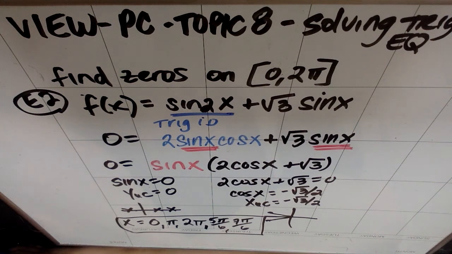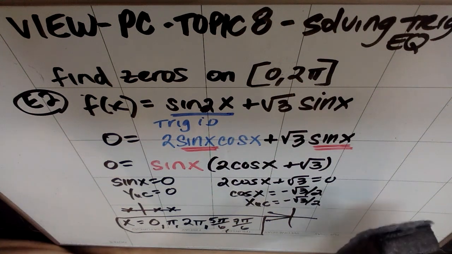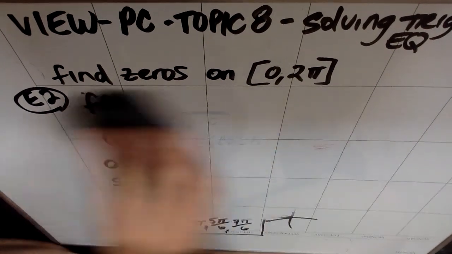So again, you're kind of dead in the water if you don't replace that sine of 2x with a trig identity that we know. All right, we'll do example 3, which is our last of the zeros examples, and then I'll stop, and I'll restart with the other examples in the next video.